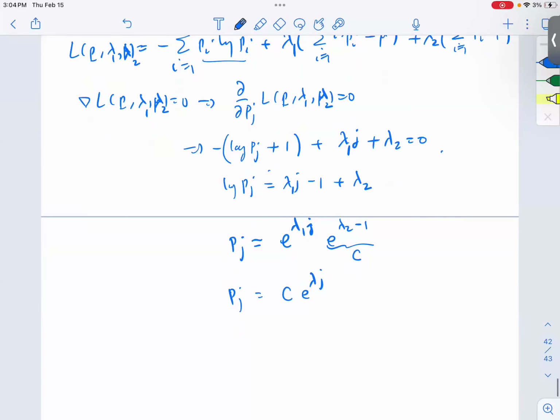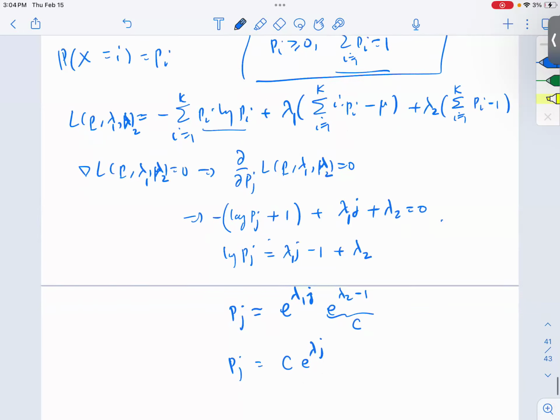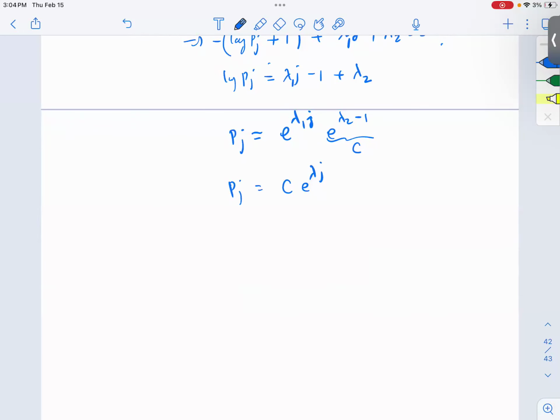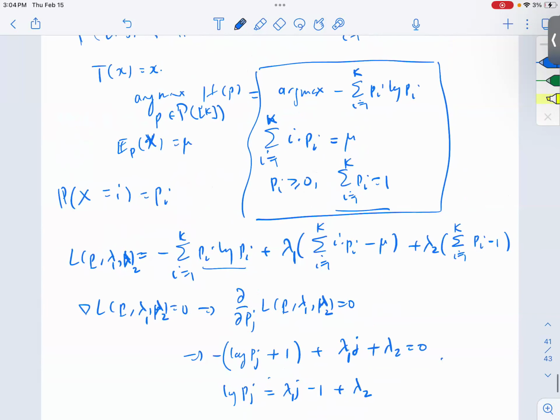Okay, and then the constant is set so that it sums to 1 because you have to satisfy this constraint. If you remember the Lagrange, the way that you do it, you set the c. So c really is the normalizing constant. So you can see that p_j is basically proportional to e^lambda_j. That's what you expect. So it's like p of x is proportional to e^lambda x. So that's the exponential family associated with t of x being equal to x.